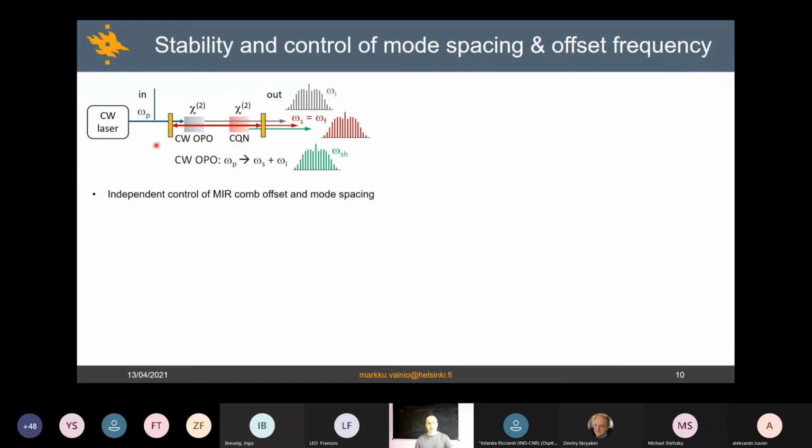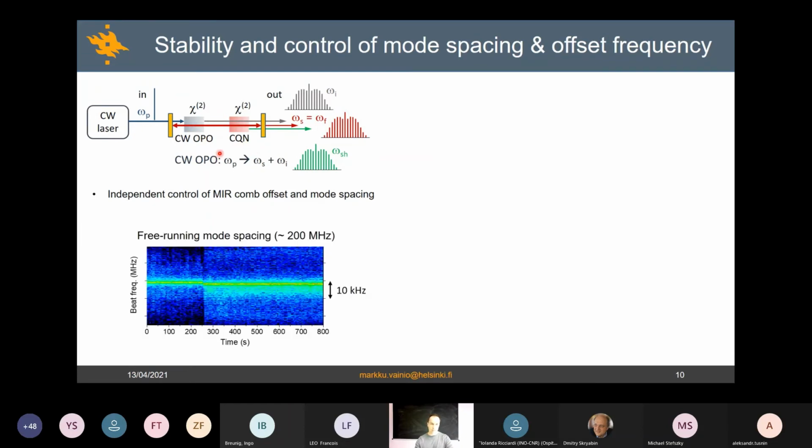Now if we first take a look at the mode spacing for the free running system, it looks something like this. It's actually surprisingly stable. The fluctuation over several minutes is only a few hundred hertz, so fractionally about 10 to minus 6. And then in the middle, you can see a sudden change in the mode spacing, and that was done on purpose by slightly changing the cavity length using the piezo actuator. So it shows that we can also fine-tune this mode spacing.